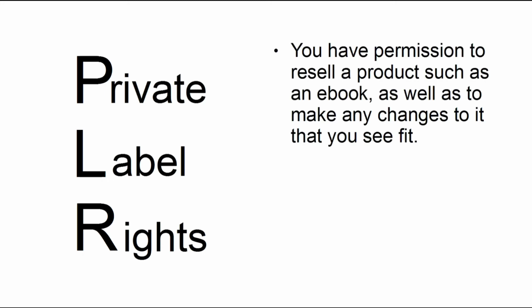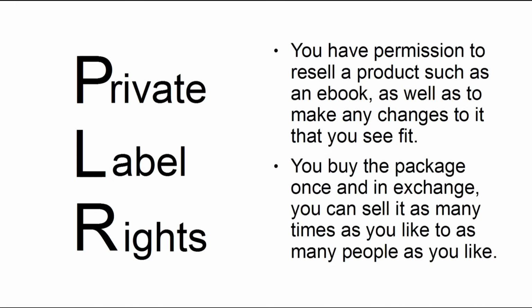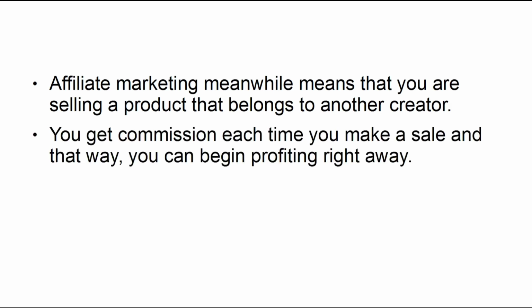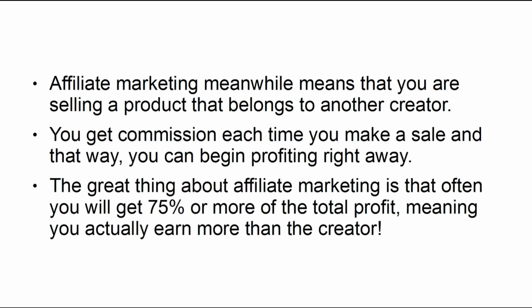PLR stands for Private Label Rights, and that essentially means that you have permission to resell a product such as an ebook, as well as to make any changes to it that you see fit. You buy the package once, and in exchange you can sell it as many times as you like, to as many people as you like. Affiliate marketing, meanwhile, means that you are selling a product that belongs to another creator. You get commission each time you make a sale, and that way you can begin profiting right away. The great thing about affiliate marketing is that you often will get 75% or more of the total profit, meaning you actually earn more than the creator.